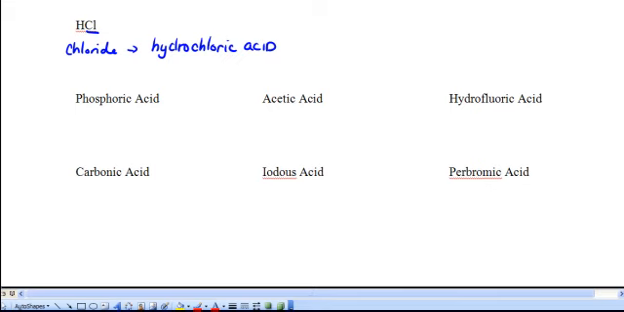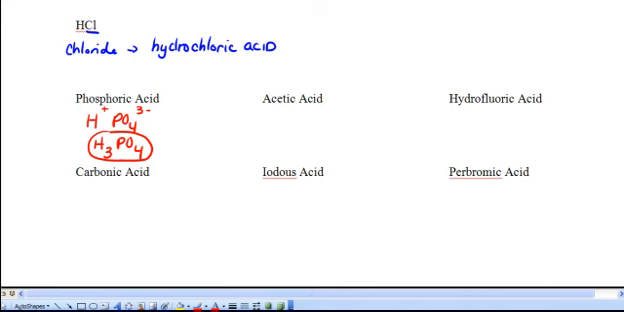We have phosphoric acid. Phosphoric comes from the phosphate ion. Phosphate is PO4 3-. The fact that it's an acid means that it's going to be combining with hydrogen, which is a +1 charge. You need, therefore, 3 hydrogens to combine with the phosphate ion to balance the charge. So, therefore, phosphoric acid will be H3PO4.